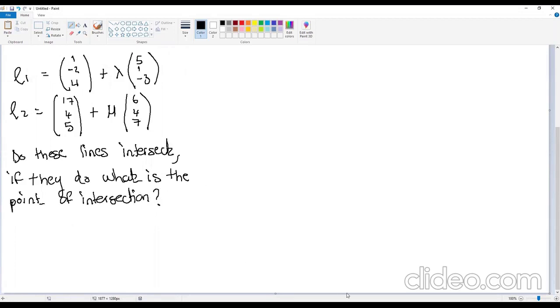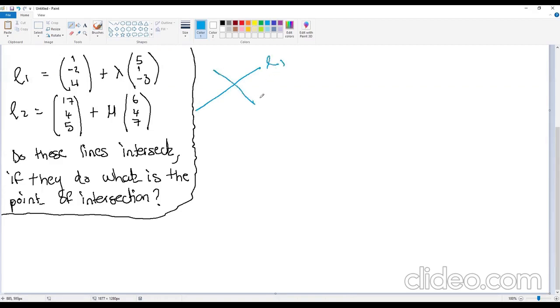They might ask you something like that. Interesting. How do we solve something like this? If the lines intersect, we know we have line 1, then we've got line 2. If they intersect, that means they have a common point.